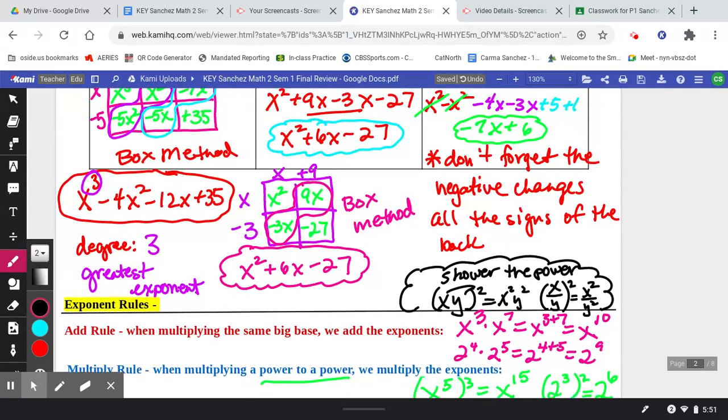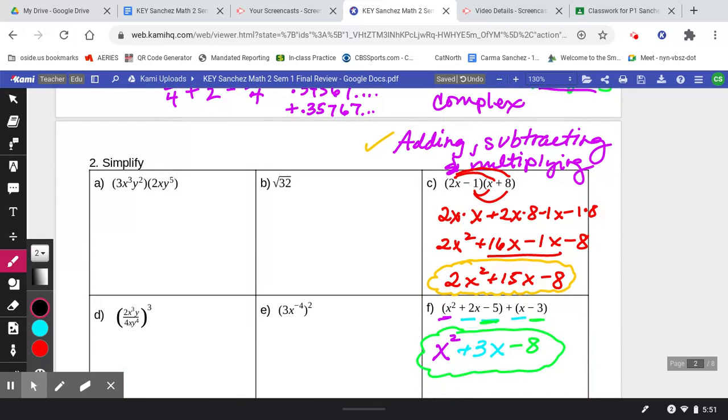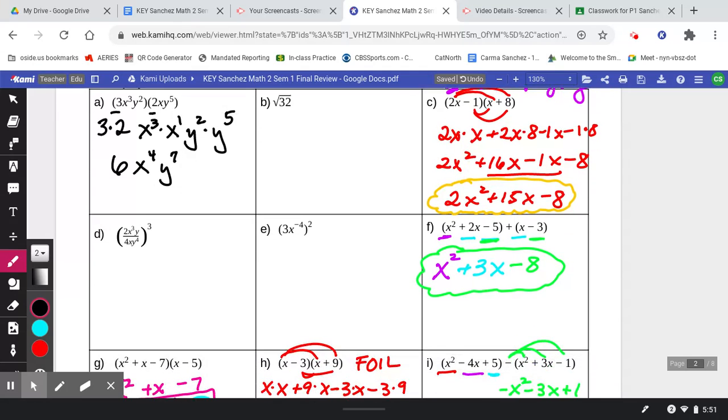Now, let's go up and look at some of the examples here and see if that little quick review was enough. So here on part A, we've got the big coefficient 3 multiplying by big coefficient 2. Then we have x to the third multiplying with x to the invisible 1, and then y squared times y to the fifth. So here I go old school, 3 times 2 is just 6. x to the fourth from the add rule, and y to the seventh from the add rule. Do you see how that rule was applied?